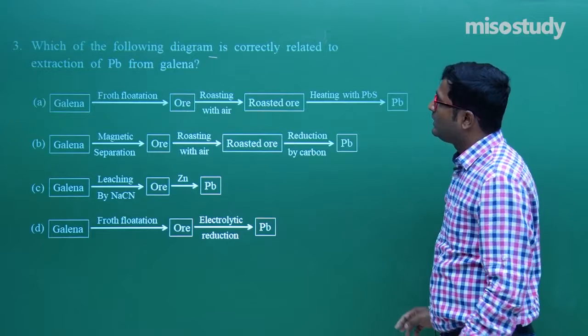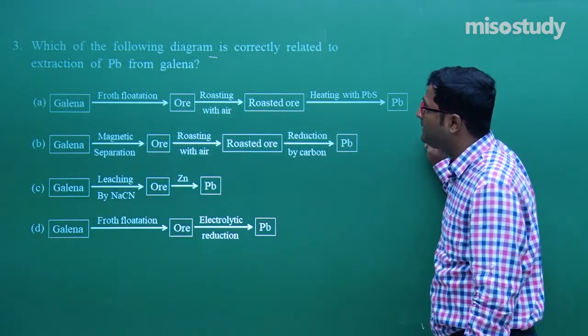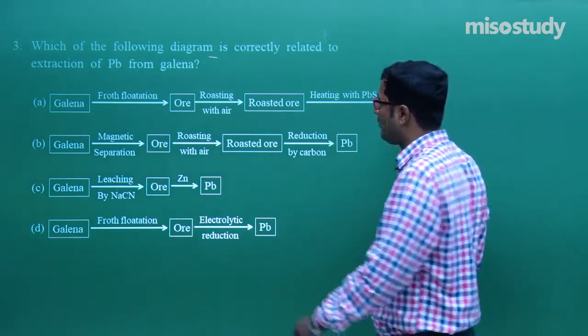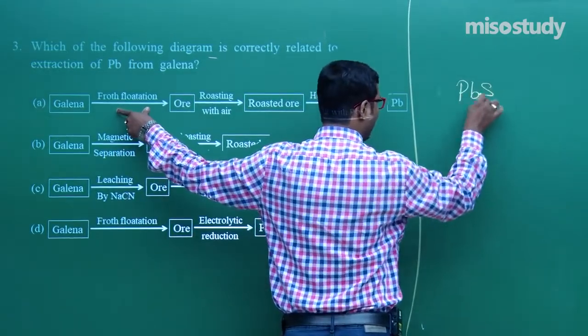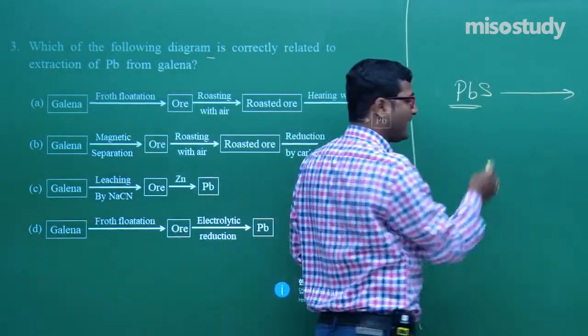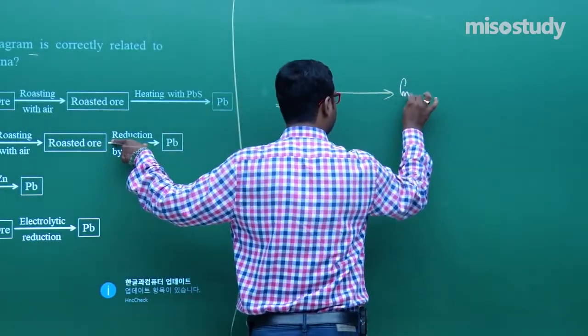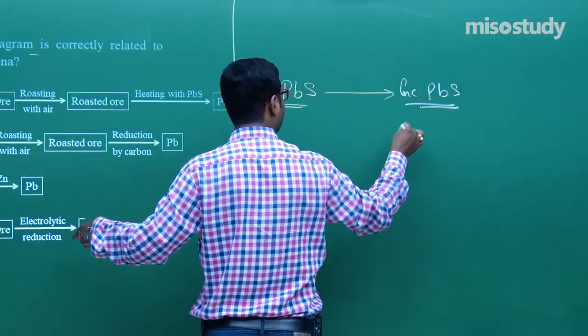Now the next question is: which of the following diagrams is correctly related to the extraction of Pb from galena? Now first option, galena. What is the formula of galena? Check out the first option. So PbS. As we know, for sulfide ore, the best method is froth flotation. By froth flotation, we get concentrated PbS, that is, removal of impurities.